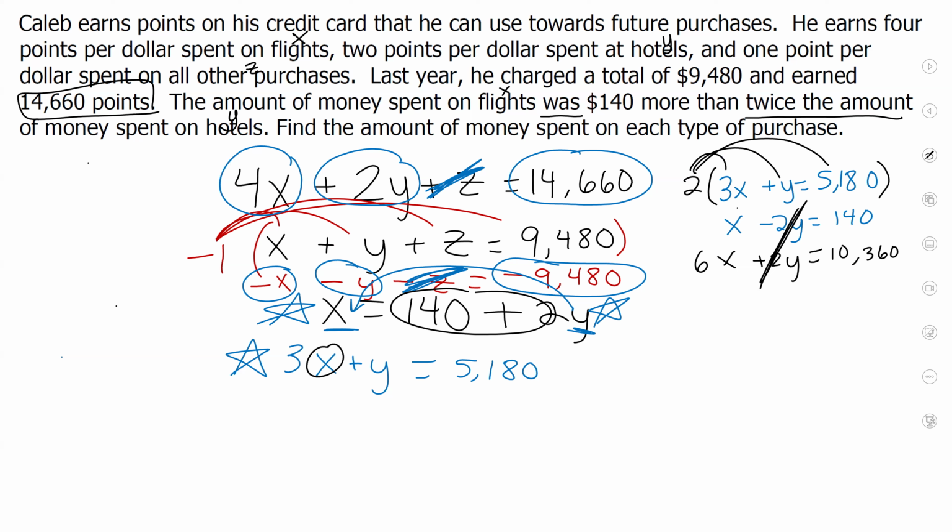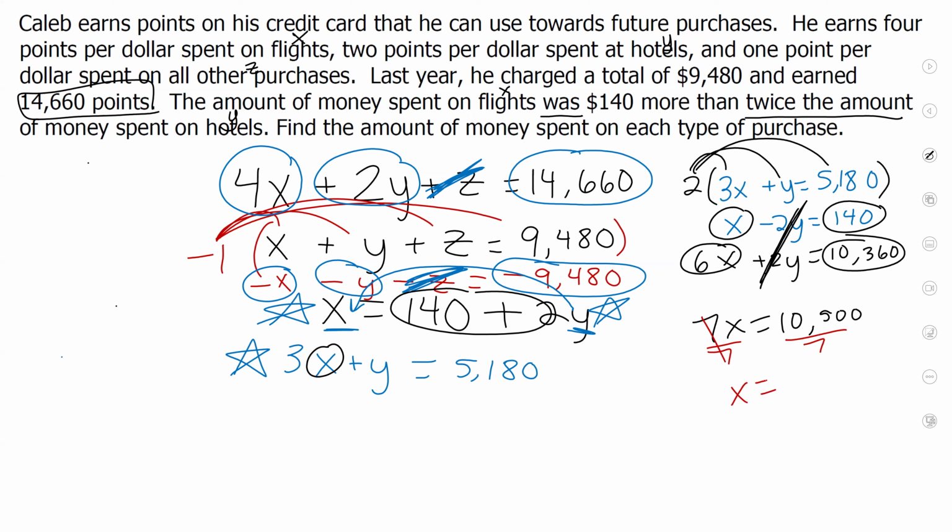I am left with X plus 6X is 7X. What is 140 plus 10,360? 10,500. Thank you. Okay, Datu, what do I do to both sides? Thank you. Divide by 7. Let me know what you guys get. 1,500? That's correct. So this means, guys, that Caleb spent $1,500 on flights.